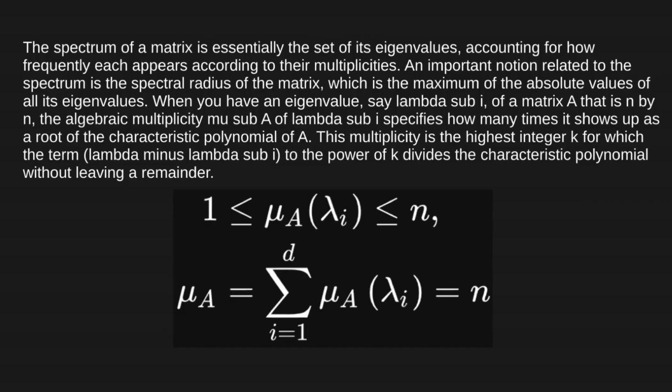When you have an eigenvalue, say lambda sub i, of a matrix A that is n by n, the algebraic multiplicity mu sub A of lambda sub i specifies how many times it shows up as a root of the characteristic polynomial of A. This multiplicity is the highest integer k for which the term lambda minus lambda sub i to the power of k divides the characteristic polynomial without leaving a remainder.